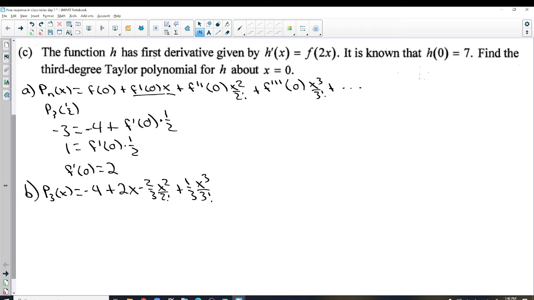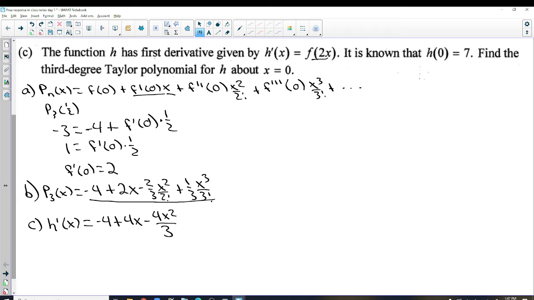So let's take the first sentence here. The function h has first derivative given by, so h prime of x is f of 2x. So this represents f of x right here. So negative 4 plus 4x. Let's start canceling a little bit so we don't have so many numbers. If I cancel the 2s here, then we have minus 4x squared over 3, because I'm squaring 2. That's where we get the 4 on that one.